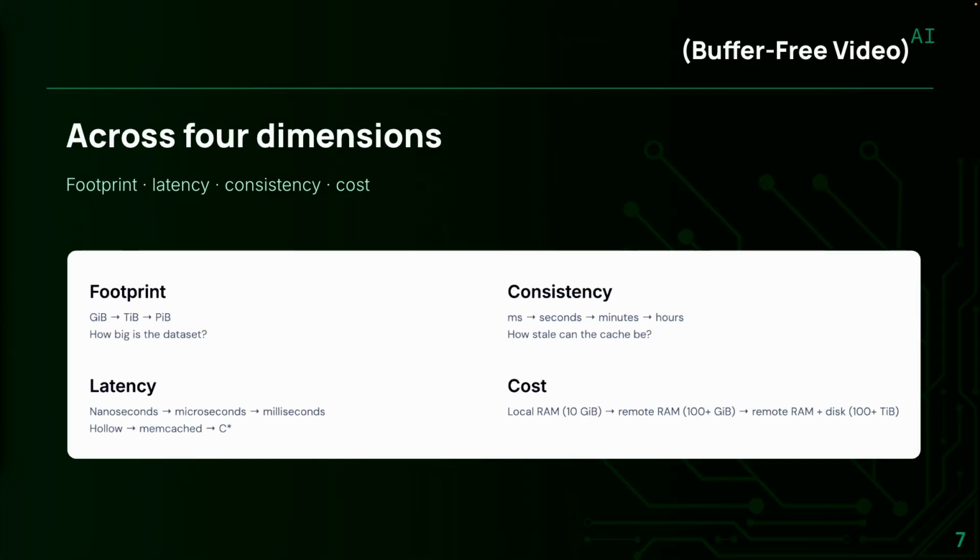We'll take a look at the four caching architectures along these four dimensions. By data footprint: how big is the data set, from gigabytes to petabyte scale? Consistency: how stale can a data set be? And that could range from milliseconds to hours depending on use case. Latency: nanoseconds in process, to microseconds for Memcached, or milliseconds for Cassandra. And cost, from local RAM to remote disk. Each architecture we'll cover lives in a different region of the space for these four parameters.